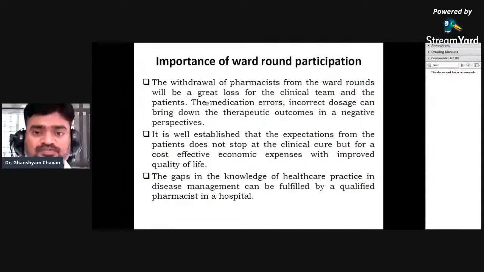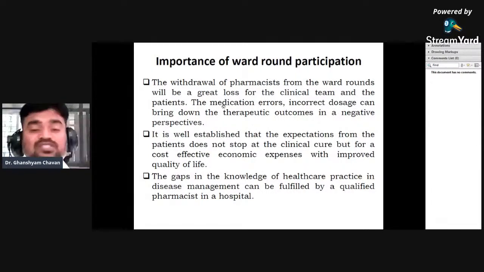Consider medication errors and incorrect doses, because sometimes if the doses are given incorrectly, they will worsen the condition. Which drug should be taken in the morning, which at night, which should be avoided in the evening, and which two drugs should not be taken concurrently. That information can be given only by pharmacists. That's why, for avoiding medication errors or incorrect dosage, the proper dose is known only by the pharmacist, and otherwise we can bring down the therapeutic outcomes in a negative direction.